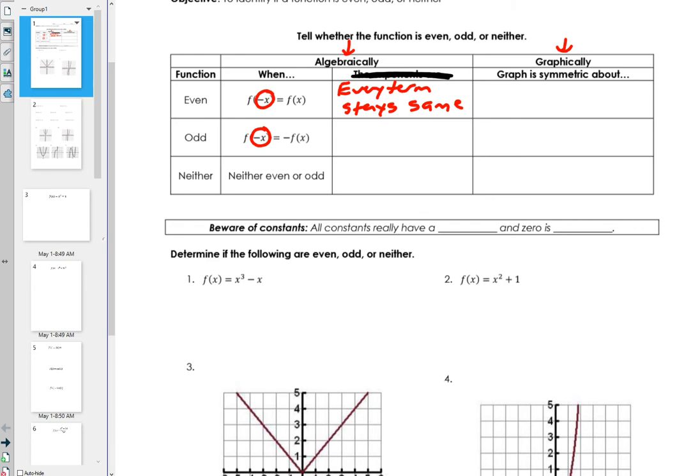On an odd function, every term changes sign. And if it's neither even nor odd, it's just none of the above, not applicable.